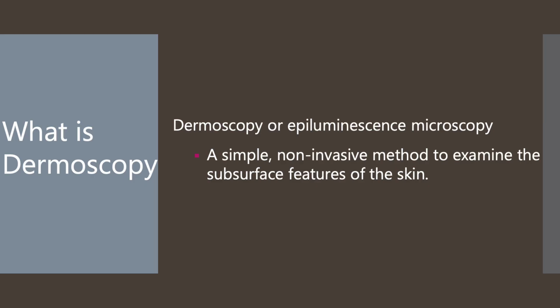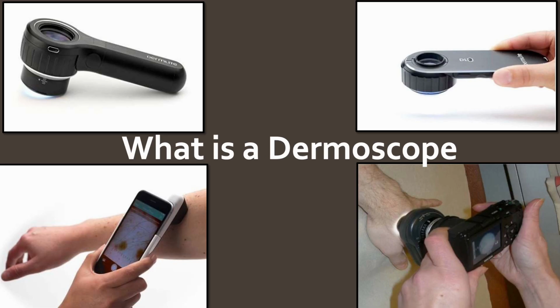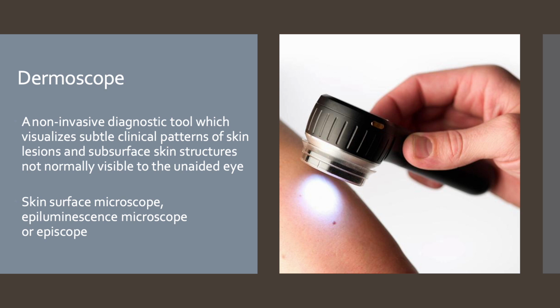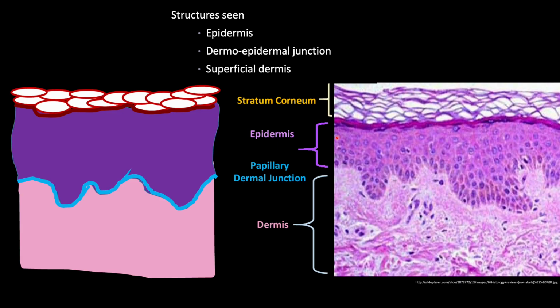Right, what is dermoscopy? Dermoscopy, or epiluminance microscopy, is a simple, non-invasive method to examine the subsurface features of the skin. And what is the dermoscope? It's a non-invasive diagnostic tool which visualizes subtle clinical patterns of skin lesions and subsurface skin structures not normally visible to the unaided eye. It has also been called a skin surface microscope, epiluminance microscope, or an episcope. With the help of this handy tool, we can see the epidermis, dermoepidermal junction, and superficial dermis, or even up to mid-dermis.